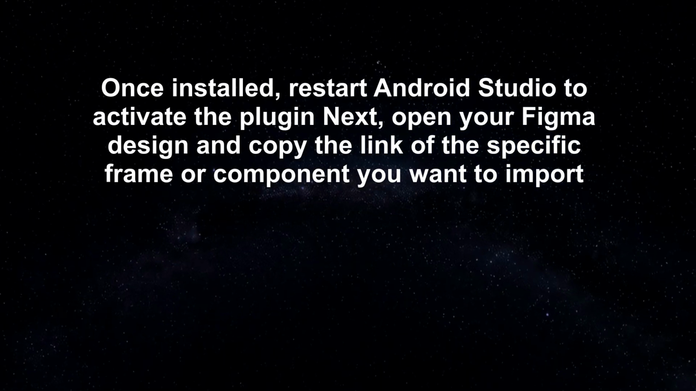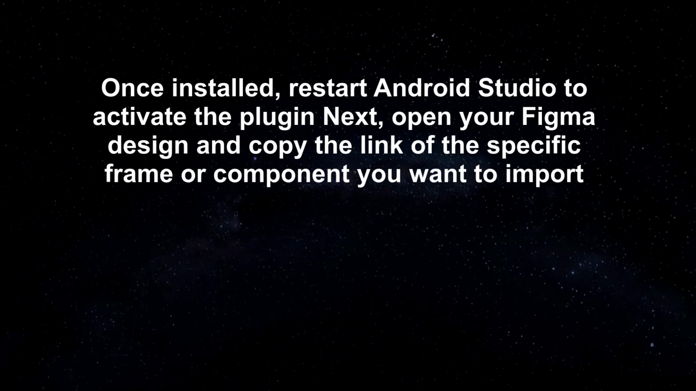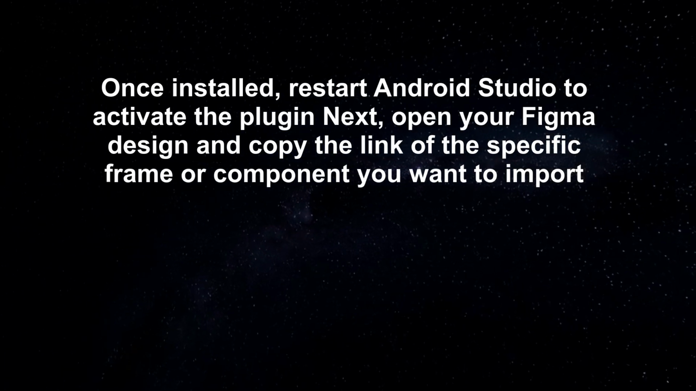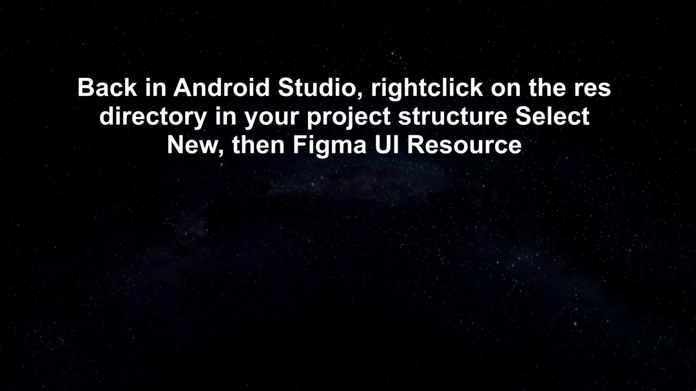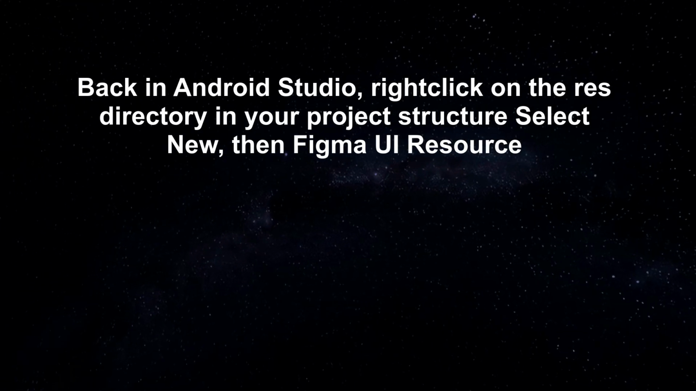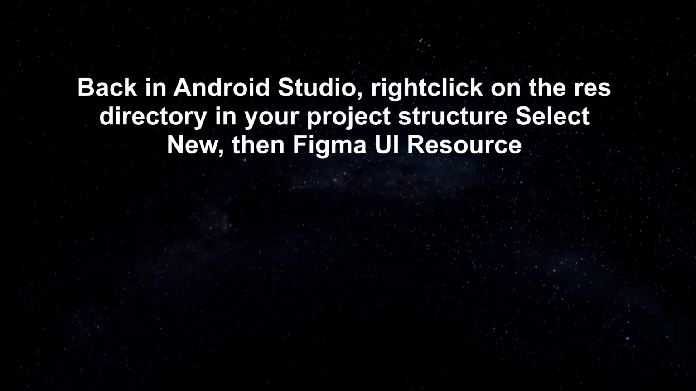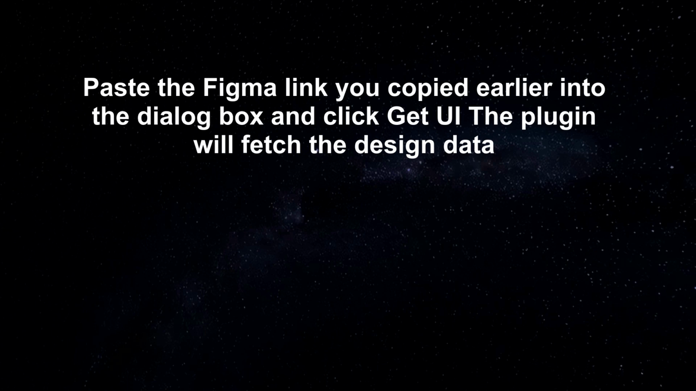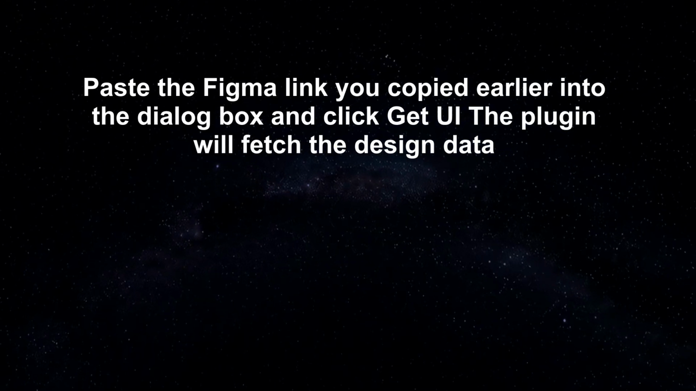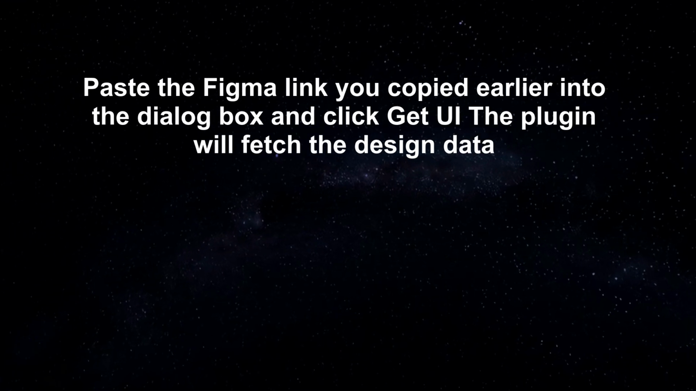Next, open your Figma design and copy the link of the specific frame or component you want to import. Back in Android Studio, right-click on the res directory in your project structure, select New, then Figma UI resource. Paste the Figma link you copied earlier into the dialog box and click Get UI. The plugin will fetch the design data.